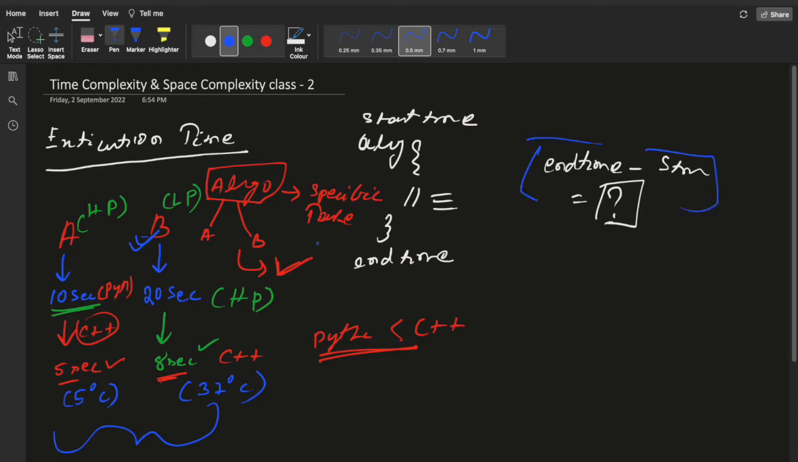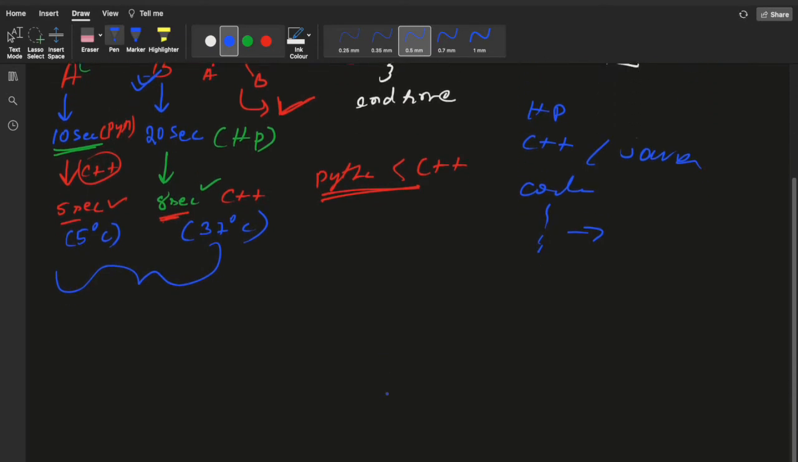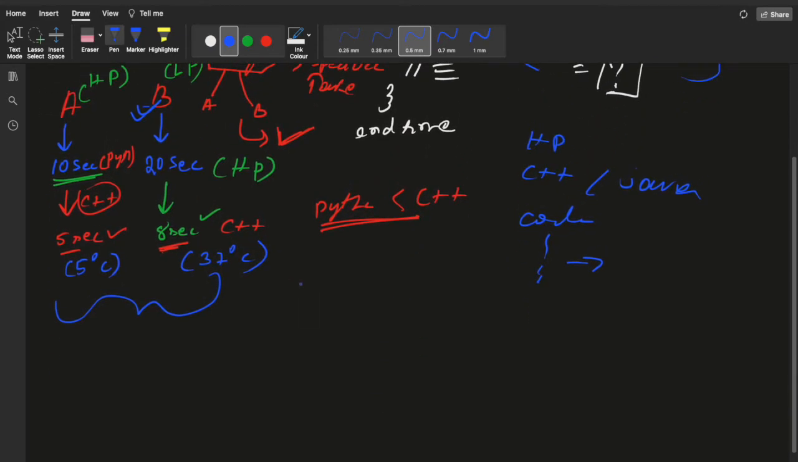It depends on various factors. Someone may be using a high-end PC, or a very good language or some other language, or running in a very cool environment, or other factors. Say one algorithm currently runs in 10 seconds. That doesn't mean it will run in 10 seconds every time. It may differ, like 10.2 milliseconds. It will always differ, so we cannot get the exact time.